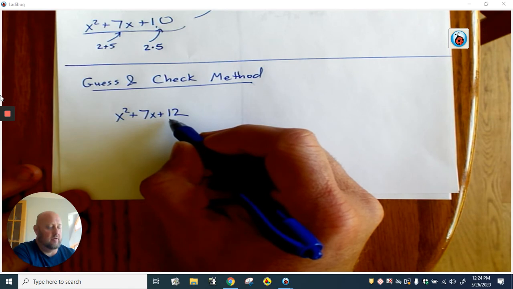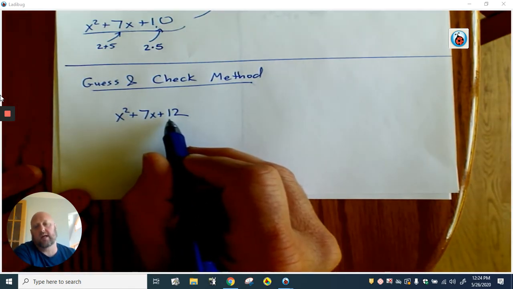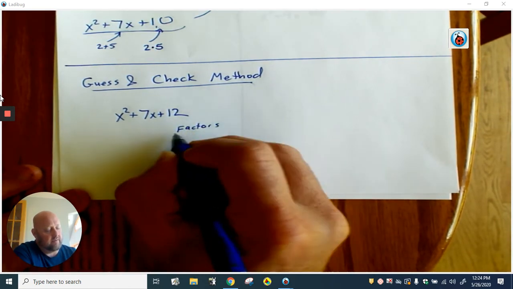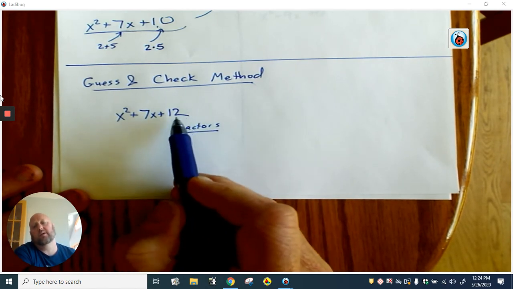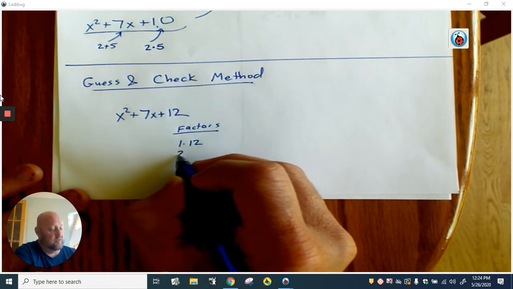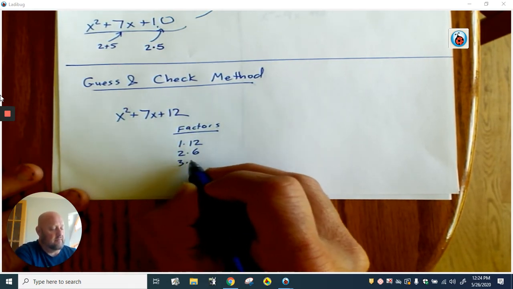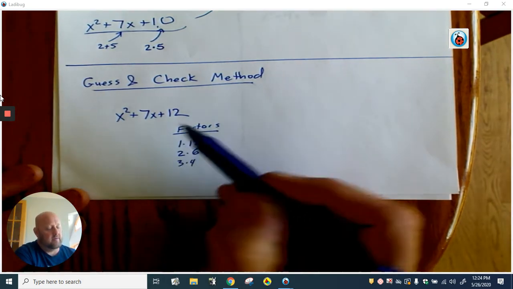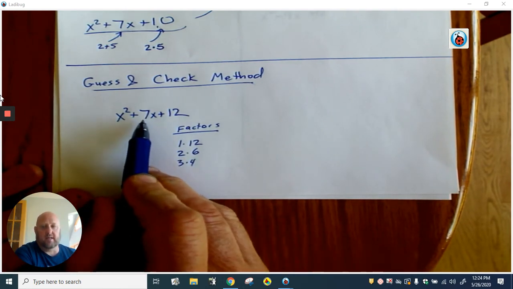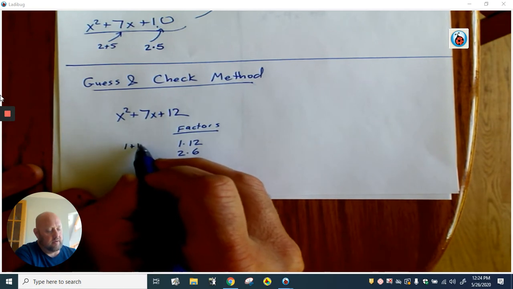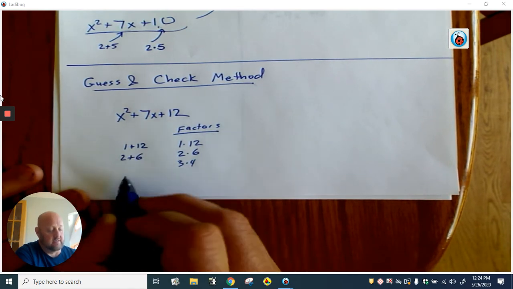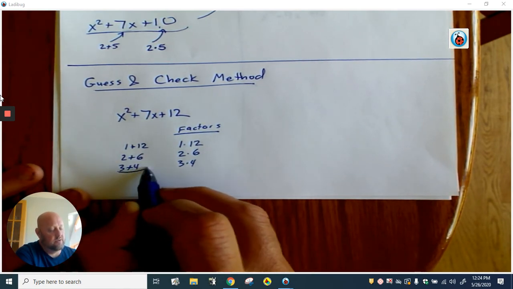So basically we know that this last number we're going to have to multiply together to get 12. So basically what we want to do is think of all the factors, basically different ways we can multiply together to get 12. Well, 1 times 12 is 12, 2 times 6 is 12, and 3 times 4 is 12, right? But then we also want to think of these combinations as we have to add up together to get this 7x. Well, 1 plus 12 does not get us to 7. 2 and 6 does not get us to 7. But 3 and 4 do, right?